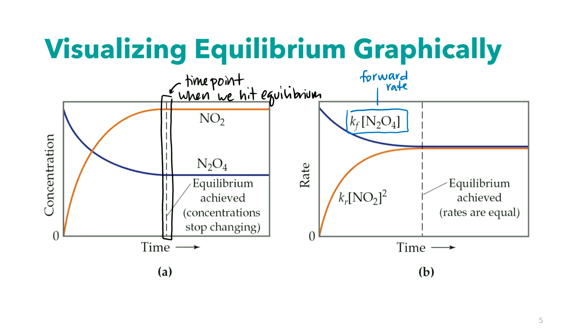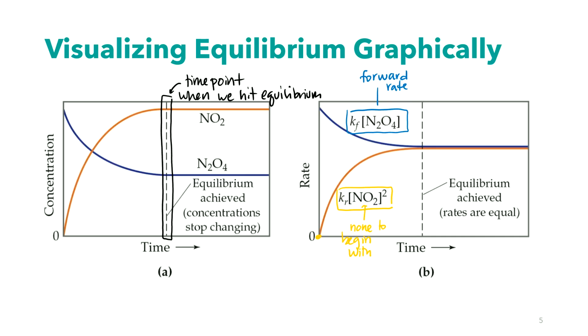It starts high, and then it comes down. Why? Kf is a constant. That rate is coming down because our N2O4 concentration is coming down, right? We agree with that? And then the reverse rate is 0 to begin with because I don't have any NO2. Right now I'm looking at my orange trace. This starts at 0 because I have none of this to begin with. But as the reaction progresses, I get more and more NO2, and so the reverse rate is increasing.